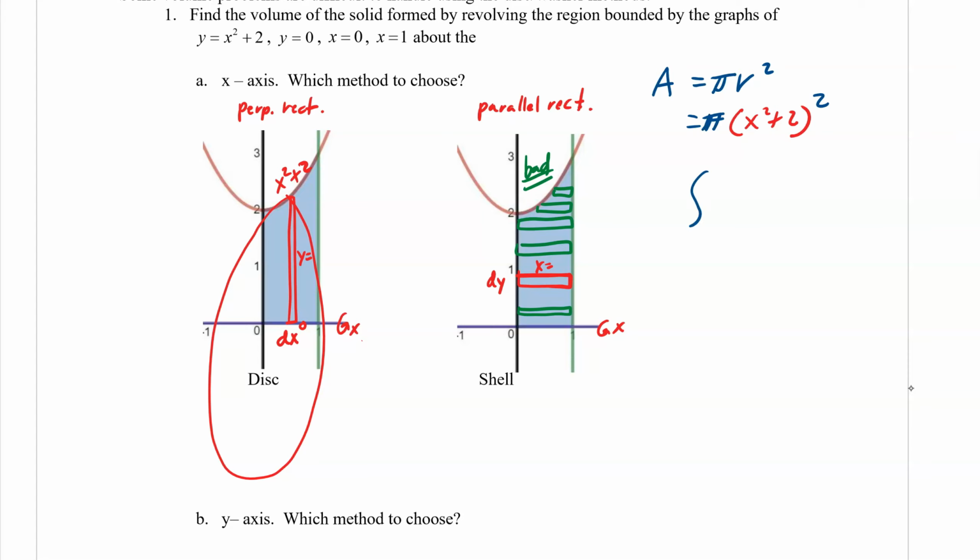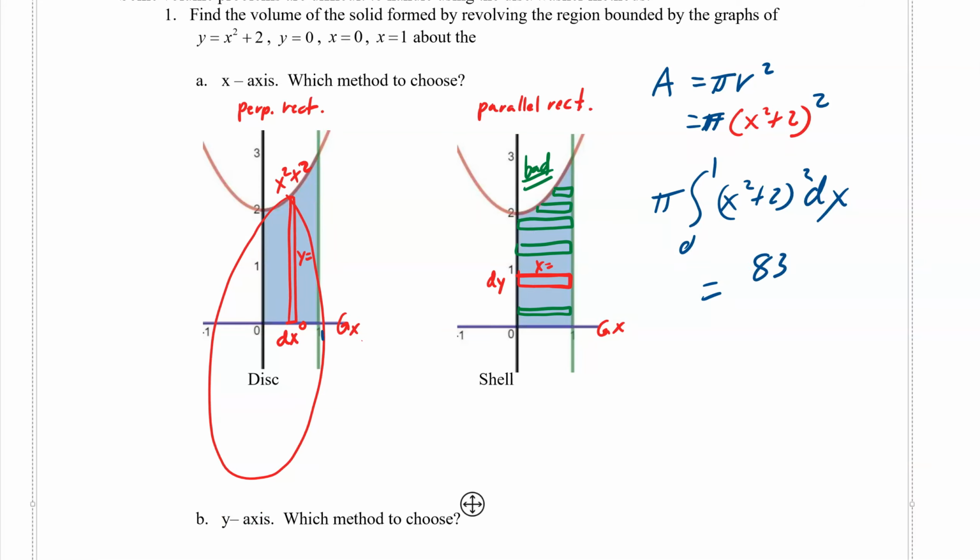So now we just need our integral. And remember, for dx, it's always the x values. So from 0 to 1. Put the pi outside. Plug it in our calculator, and we get an answer, which is 83 over 15 pi.